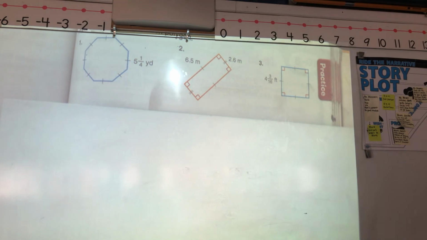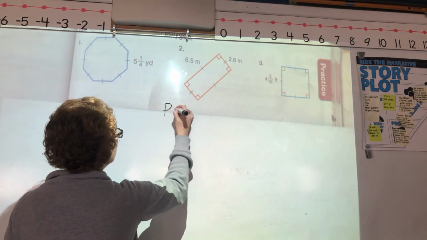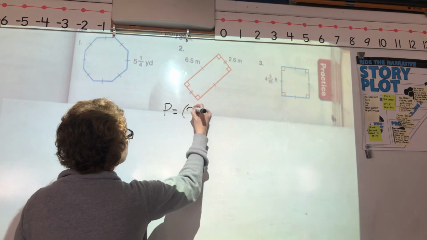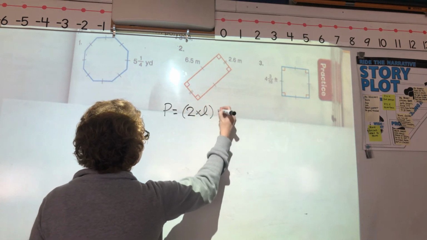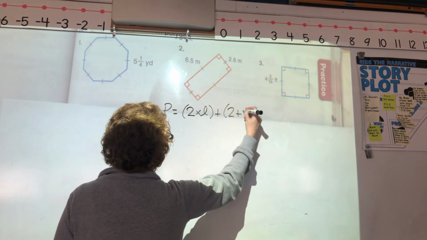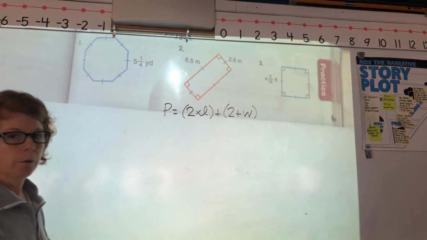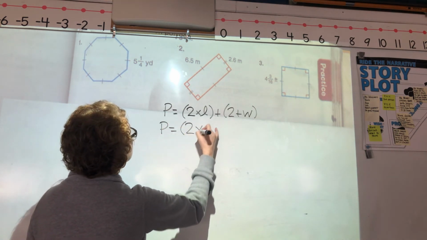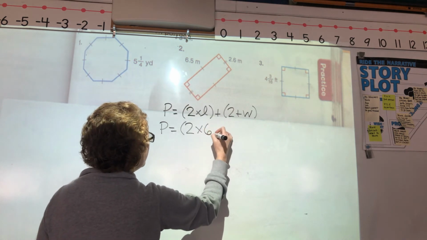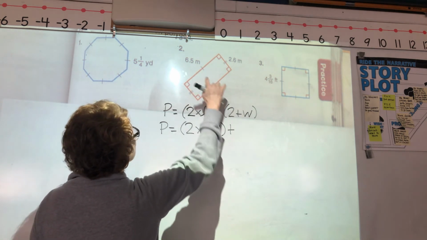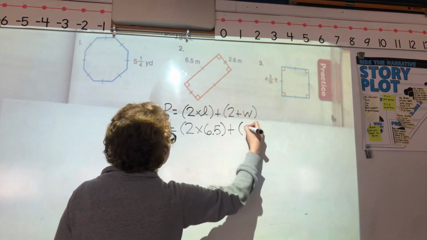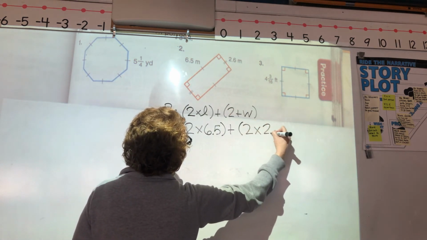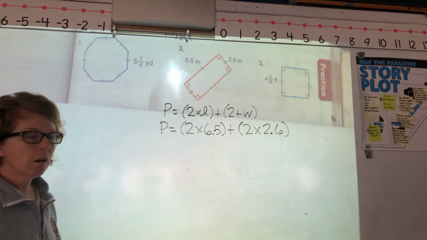And it shows me that I have a rectangle here. So I know that I have 2 options. I'm going to show you both. I have P equals, in parentheses, 2 times the length plus 2 times the width, and that will give me my perimeter. Now all I'm going to do is fill it in. P equals 2 times 6.5 plus 2 times 2.6. Now I have to solve these.